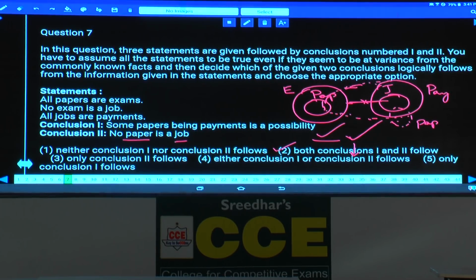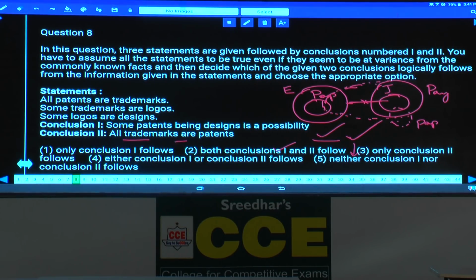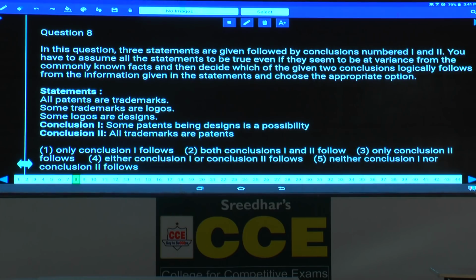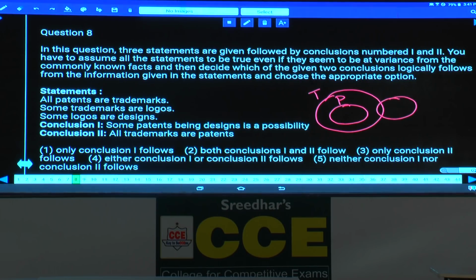Then the 8th one. Now in question number 8, all patents are trademarks. All patents are trademarks. Some trademarks are logos. Some logos are designs. Then the first one is a possibility.